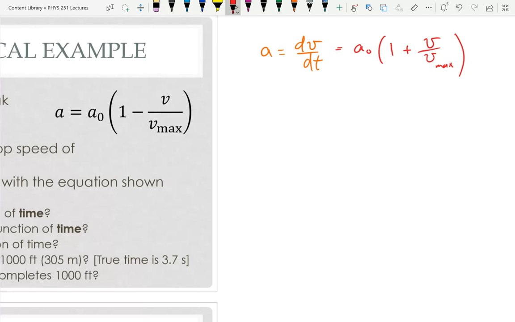Okay, so I need to separate variables. What are my variables? I have to identify the variables before I can separate. V and T. So I divide by everything in the parenthesis that has the V in it. That's the only way to move the V over to the same side as dV. Now the left side of the equal sign is only a function of V, and the right side only a function of T. So I can integrate these independently.